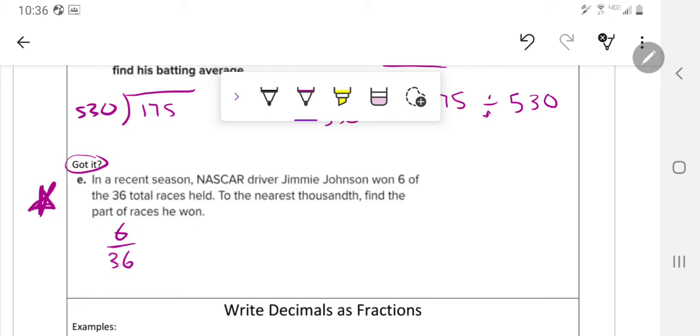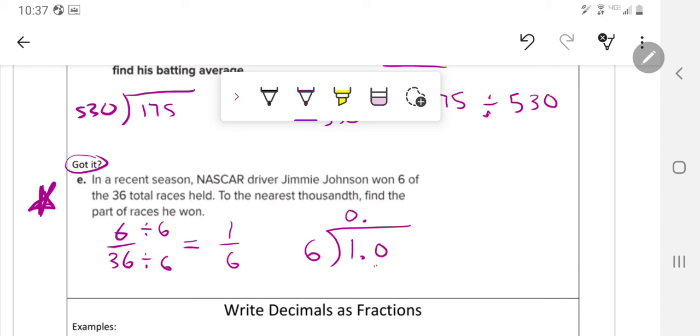Okay, so 6/36 looks like a terrible fraction to find the decimal. So what we'll do is we'll simply simplify it by dividing the top and bottom by 6. And we get 1/6. Now that looks a lot more simple. So we're going to put that 1 in the division bar here, the little house for the top dog, and we're going to divide. Well, 6 doesn't go into 1, so we need a decimal and a 0.